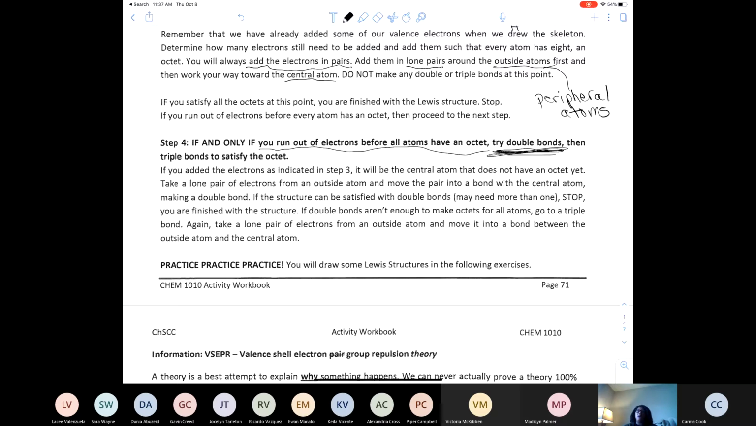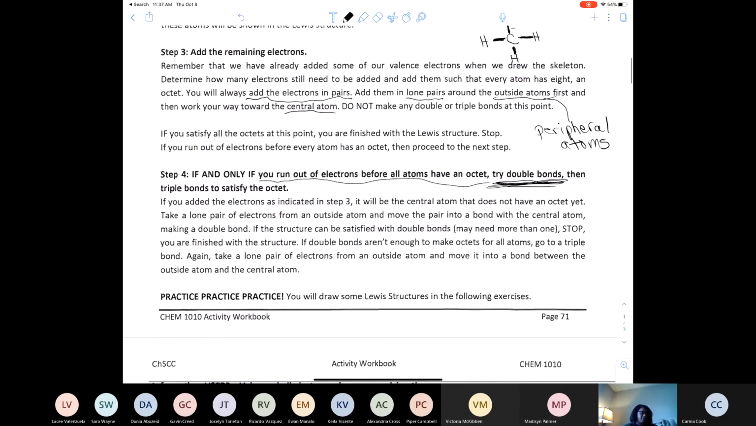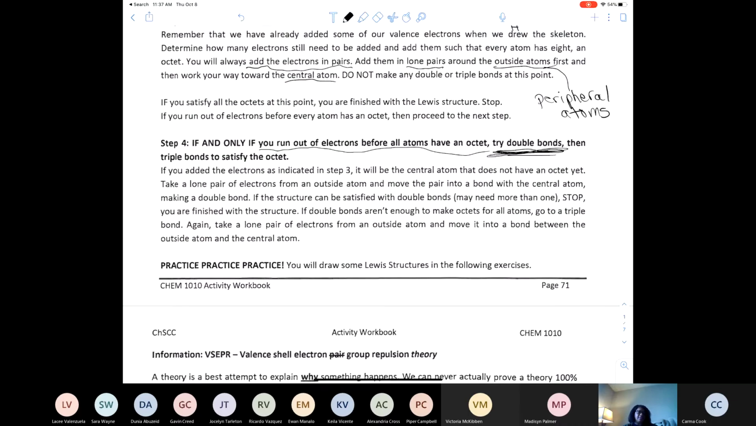And I know for my students, we've talked about double and triple bonds in class. So if you added electrons as indicated in step 3, the central atom may not have an octet of electrons around it yet if you run out of electrons. As I told my students, make sure that each of the atoms, except hydrogen, of course, is happy, meaning they have 8 electrons around them.